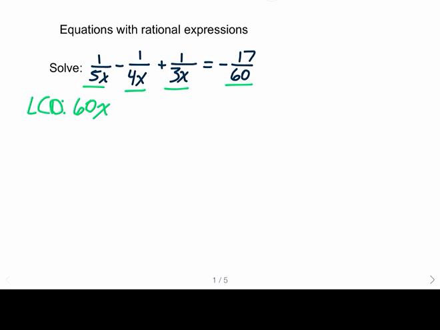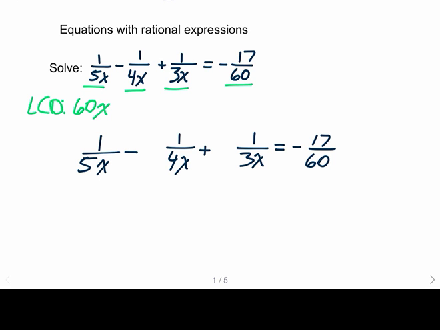And let me rewrite the equation here. Okay, so I've rewritten the equation. What I've done is I've left room to multiply each term by the LCD 60x. The reason I don't want to just put parentheses around one side or the other and multiply both sides by 60x that way is because each of these terms, when I multiply, the denominator is going to divide out, leaving a different factor in each case.